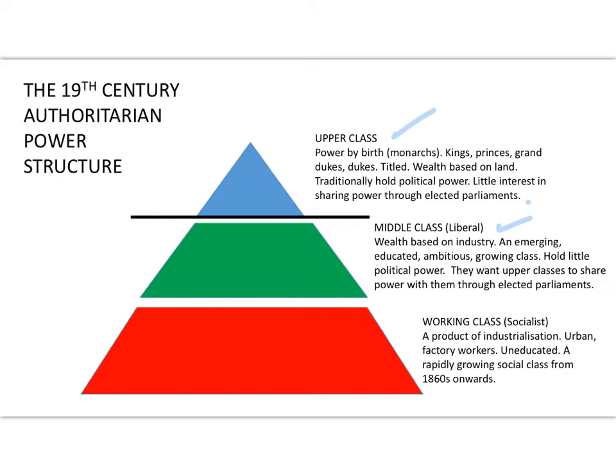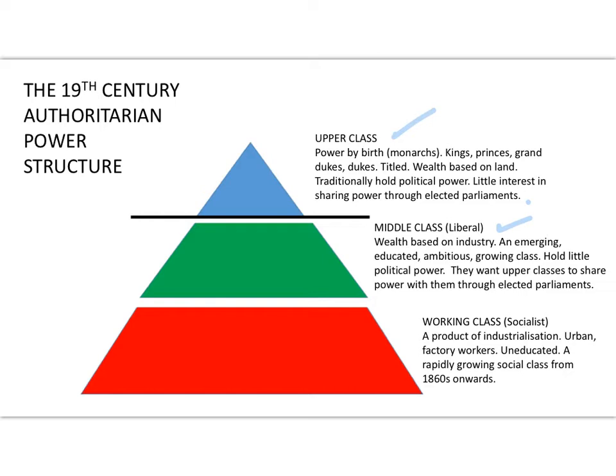Now, the working classes, like the middle classes, are also a product of the Industrial Revolution. The working classes are basically the factory workers, the labourers who are grafting at the machines in the factories. Poor people, lower classes, a product of industrialisation. Now, the key word there that you're looking at is the fact that at this early stage in the 1860s, they were relatively uneducated. They were rapidly growing, but because they were uneducated, they lacked political ambition at this particular stage.